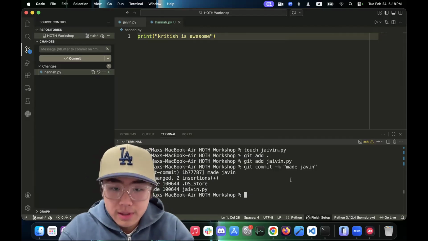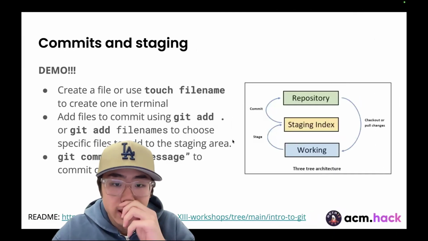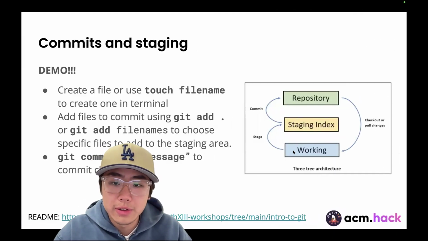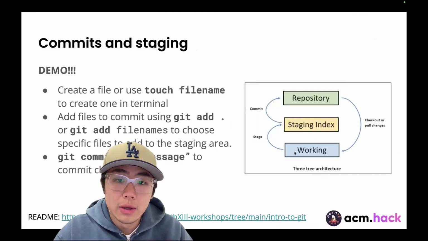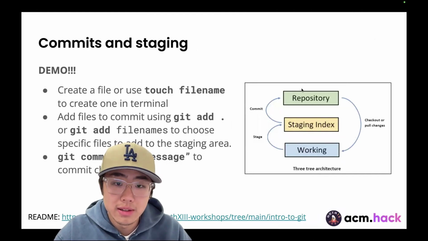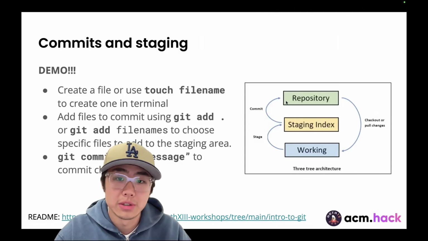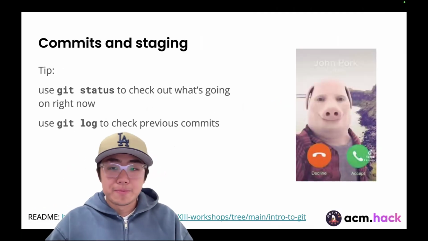Okay, so now you can see we made Javen in here. We edited, we added it into the staging area by using git add, and then we committed it into the repository using the git commit command. Okay. Next.